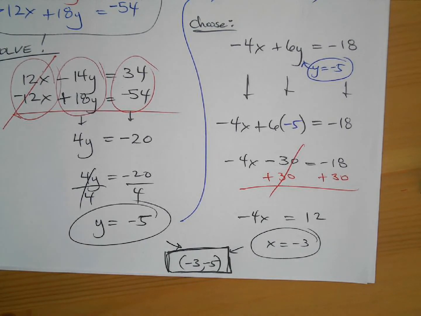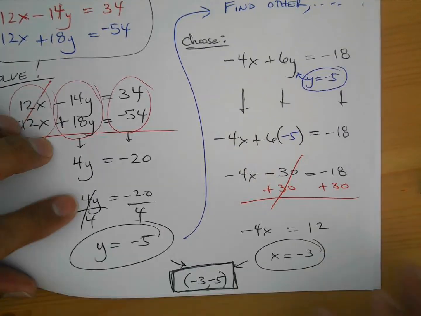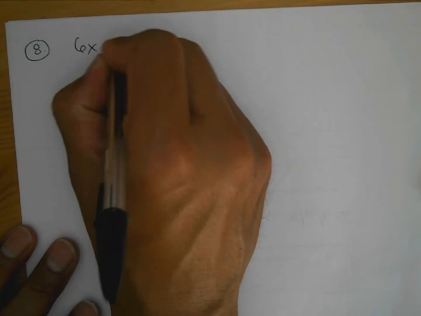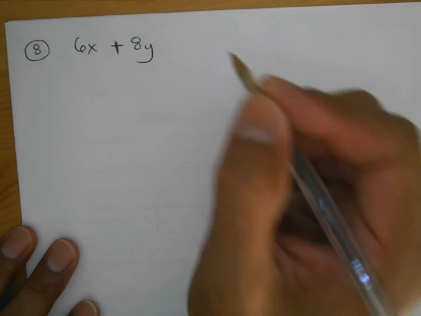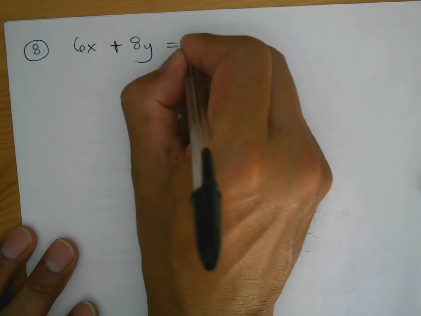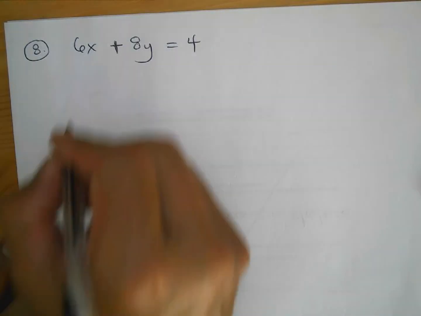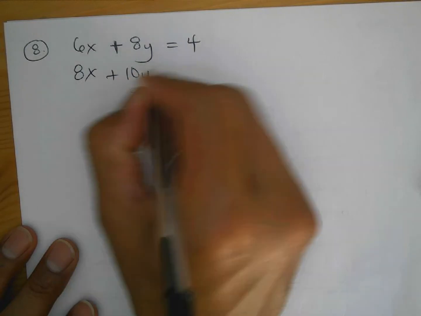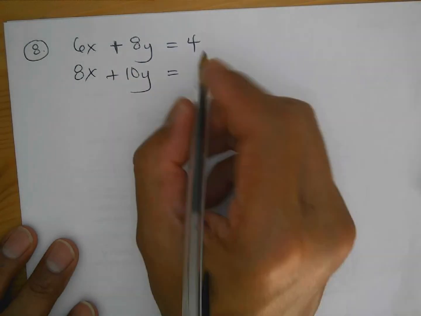Okay, one more example like that. Number 8. All right, so that's it. 6x plus 8y equals 4. And 8x plus 10y equals 10.